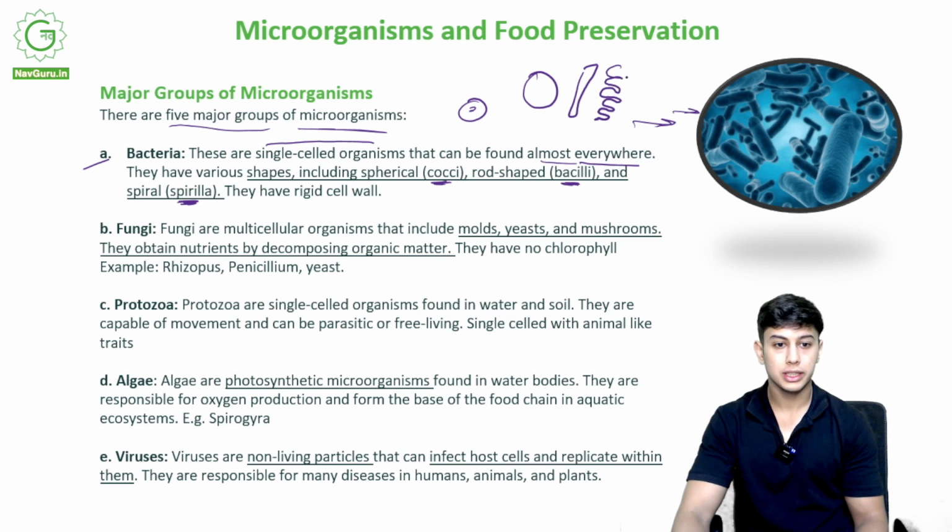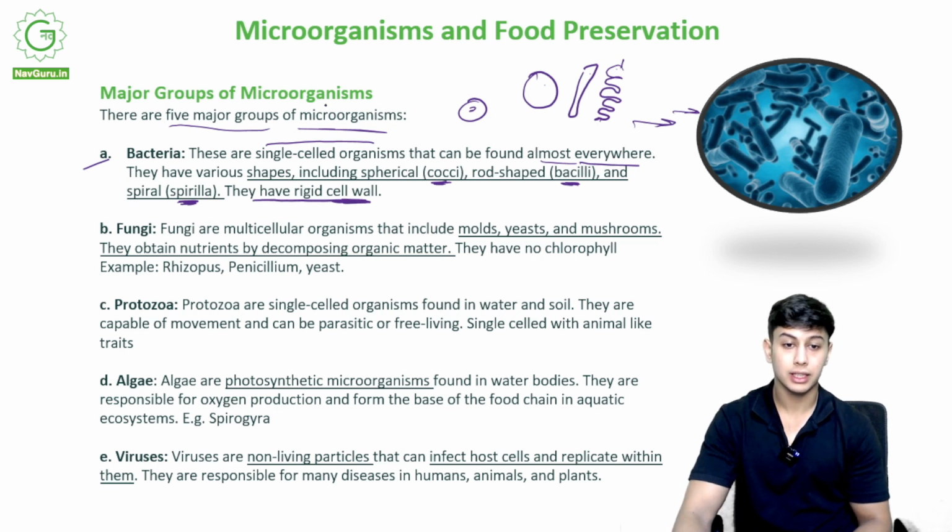Okay, these three shapes are of cells, that is bacteria, and they have a rigid cell wall. There is an outer harsh covering on bacteria, and remember it is a single celled organism, only one cell present. Now we come to fungi.